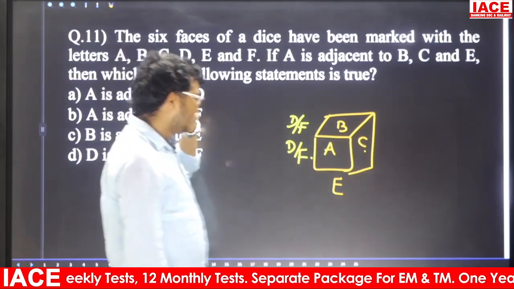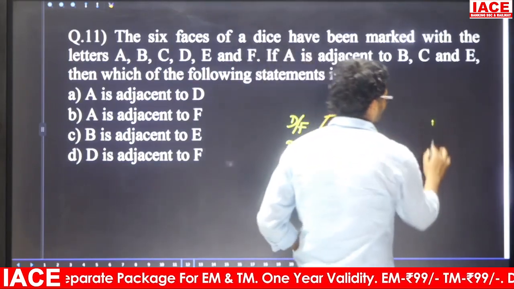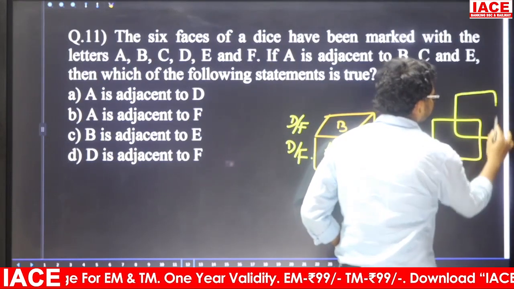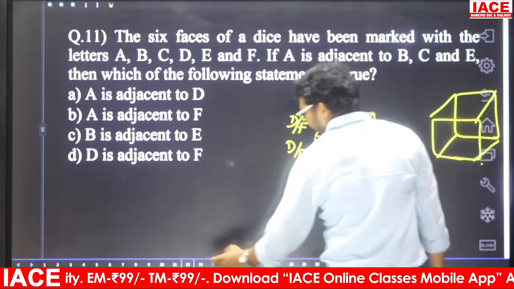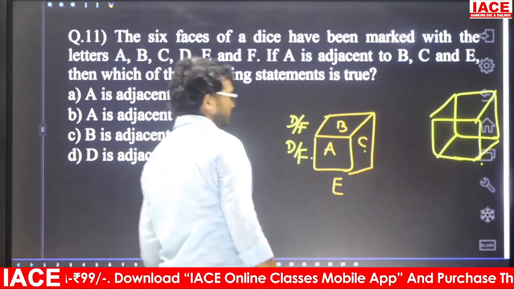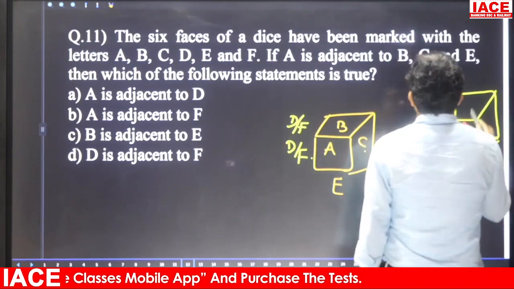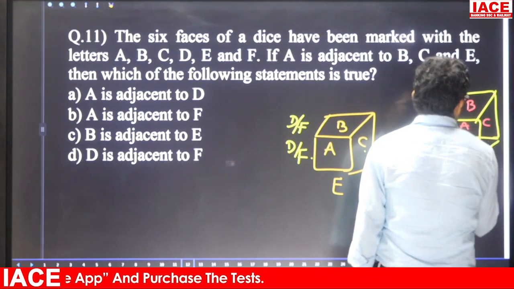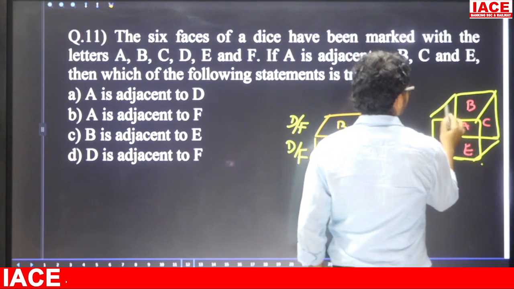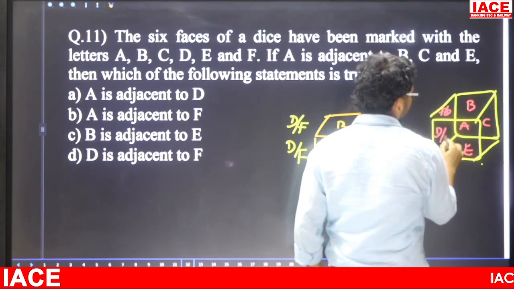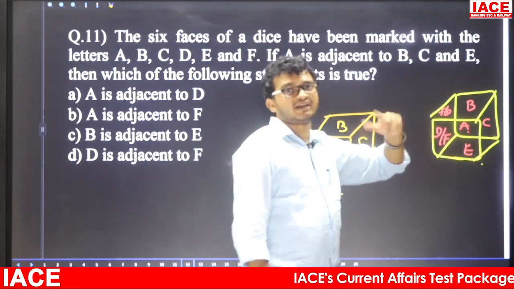So friends, in a folded form of a die, only 3 faces are visible. Suppose we take a cube. Friends, what is given? For A, B is adjacent, C is adjacent, and E is also adjacent. That means the remaining are D or F. Take here, front is A, and back is D or F.